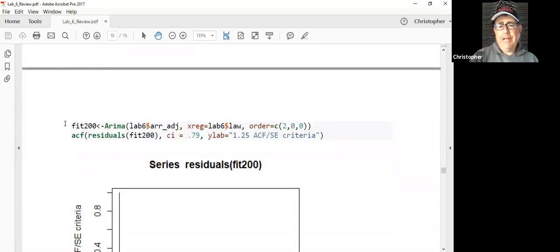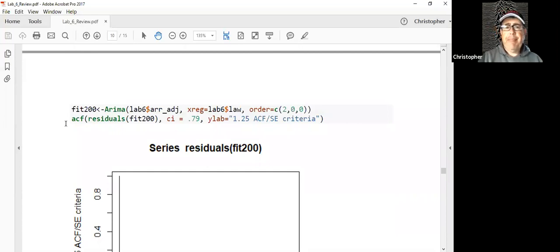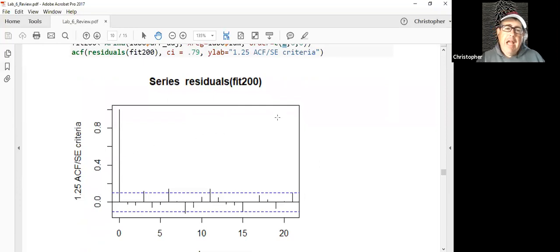So next up, I went to a second autoregressive term. Basically, everything stays the same except for this one value right here. Now we're adding a second autoregressive term, and I just labeled that as fit 200 to indicate that. We can see adding that second autoregressive term, we're looking pretty good, except for when we get to that third lag. Remember that first one, that's lag 0, can just be ignored. So that third lag seems a little problematic.